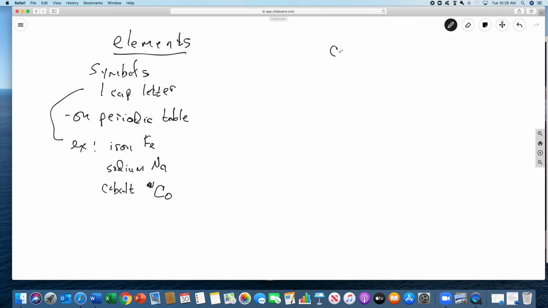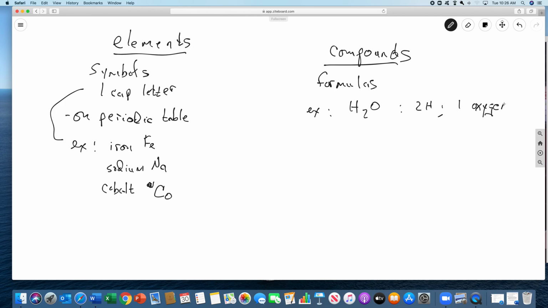Okay, compounds, again, they're a pure substance. It's one thing made from other things, and they have formulas. And in the formula, for example, you have H2O for water. The subscript goes with whatever immediately precedes it. We don't write a 1, so if there's a 1, we just don't write it. So this means that there's 2 hydrogens and 1 oxygen. I'm going to write out oxygen because otherwise it looks like a 0.